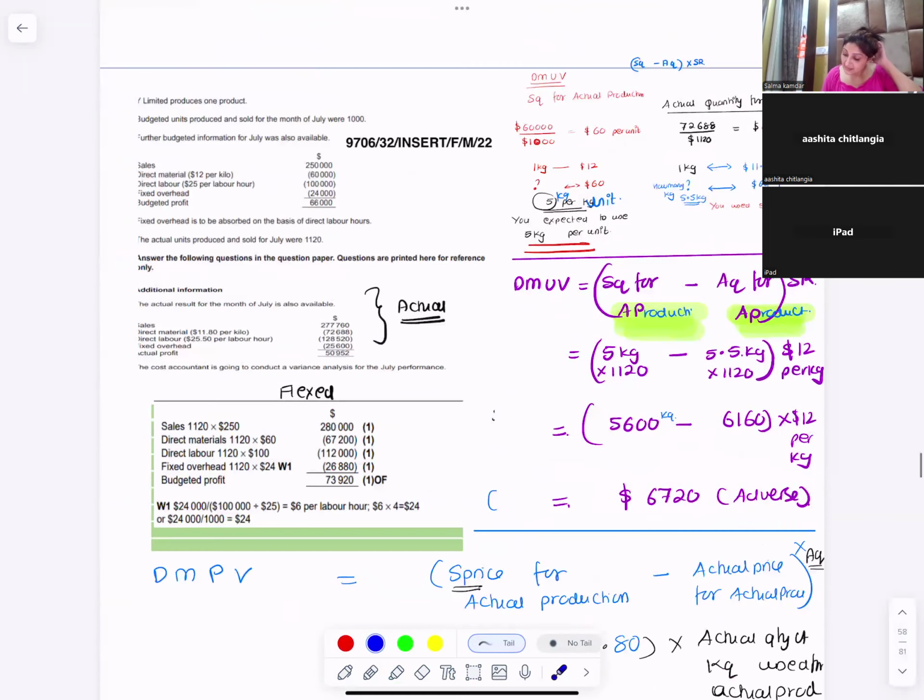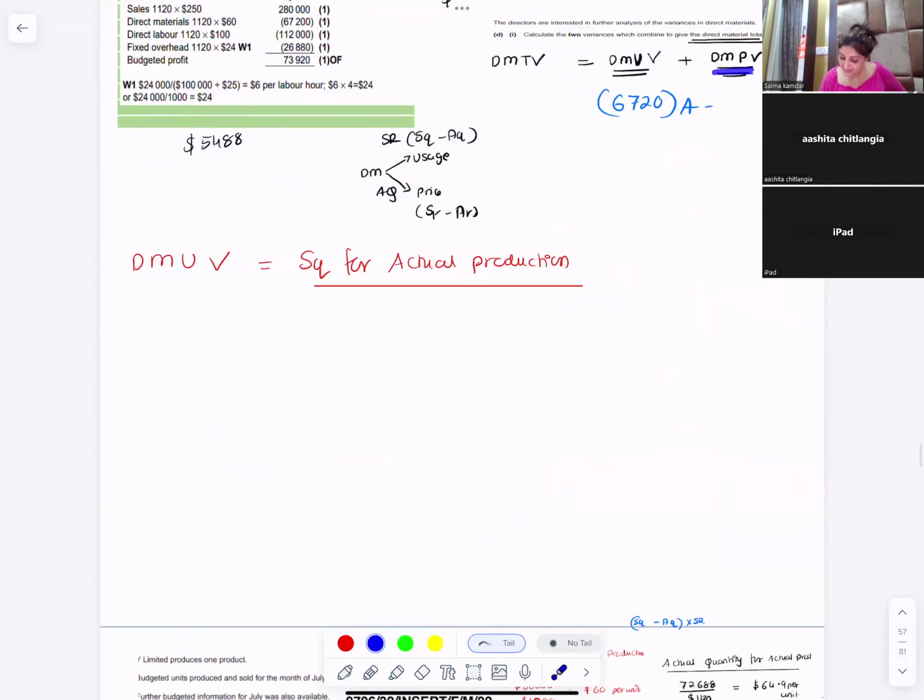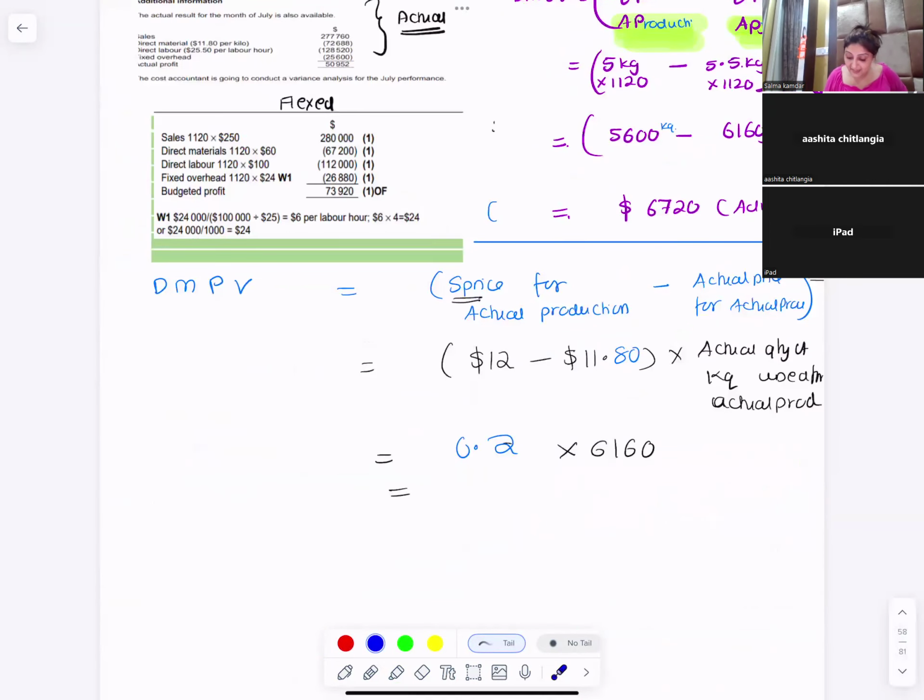Next is the material price variance. So when I say material price variance, it would be standard price minus actual price, into actual quantity. Are you with me? But since it is material, the actual quantity will always be the kgs. Kgs for actual production. Okay, fine.